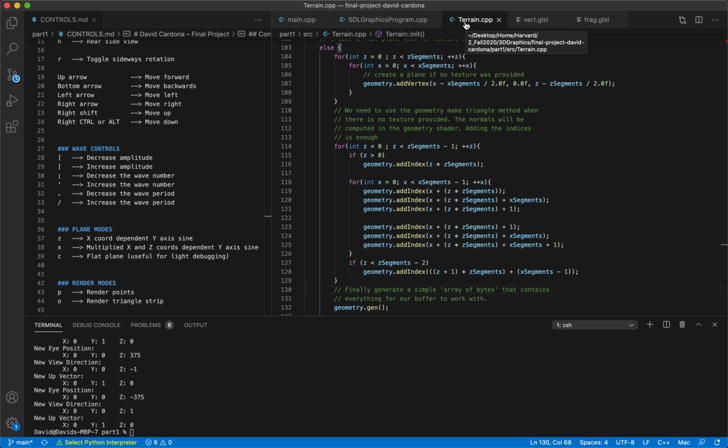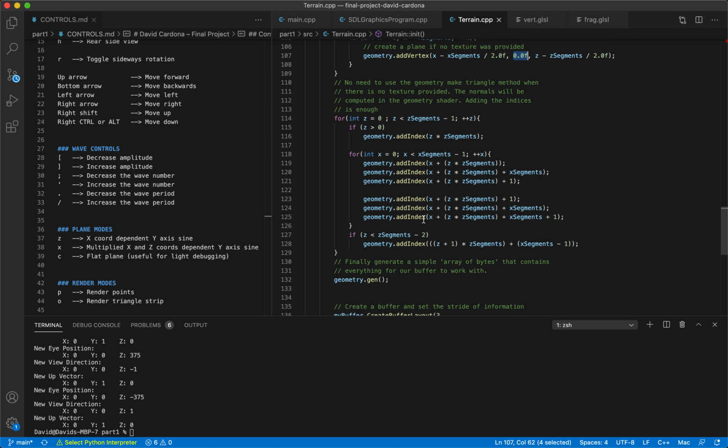Inside of the terrain abstraction, in the absence of textures, the amount of x segments will be subtracted from the x value, and the z segments will be subtracted from the z value divided by 2, so that the center of the shape is in the center of the screen. The y value is set to 0, and we are then adding our indices to the index buffer using add index instead of the make triangle method of the geometry abstraction.